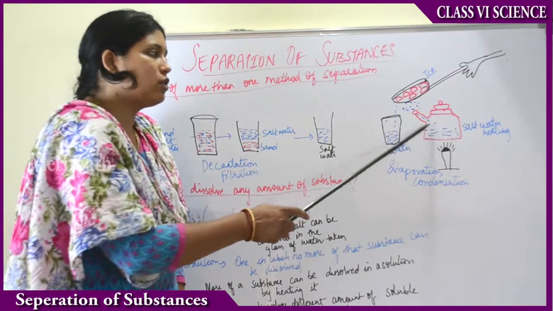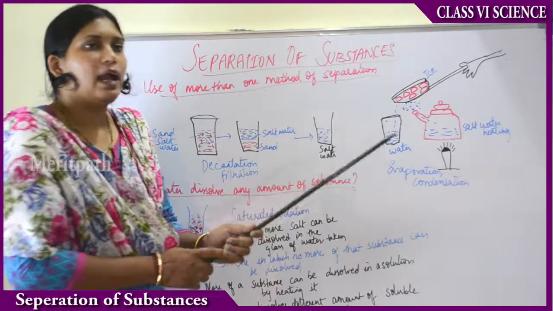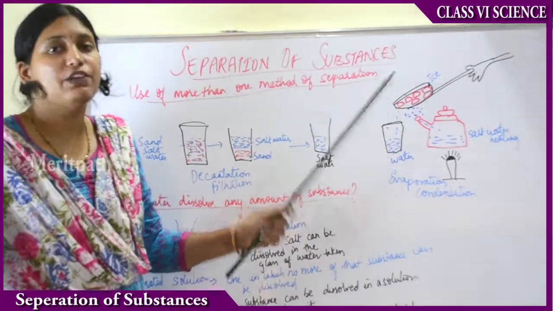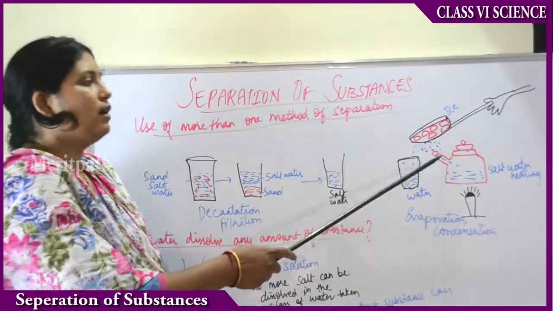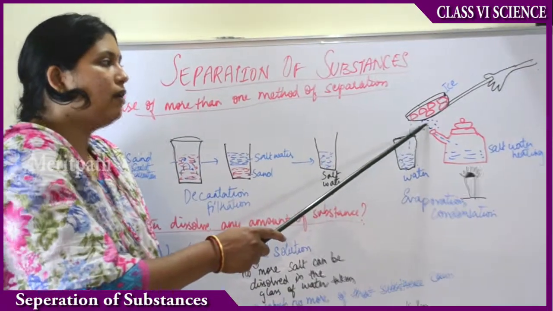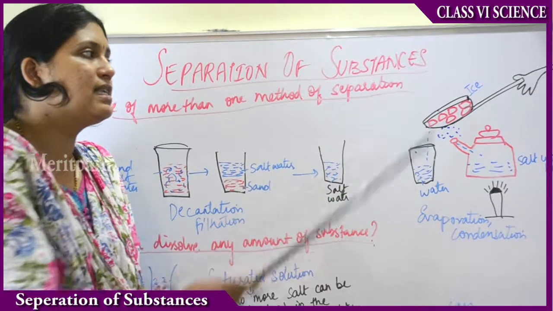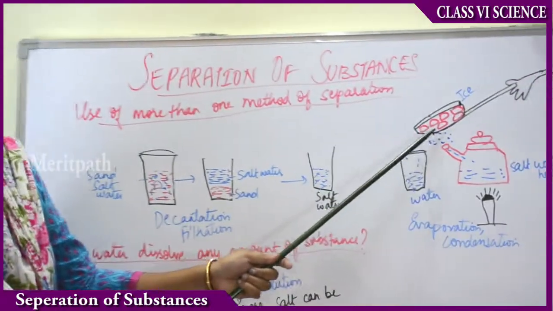So salt water was boiled and turned into water vapor. How did it turn into water vapor? By evaporation. And when this water turned into steam or water vapor, at the place where the steam was escaping, there was a plate of ice kept. You have to hold a plate of ice.